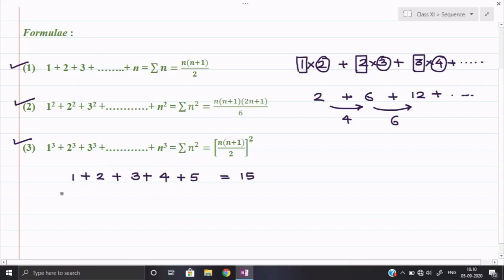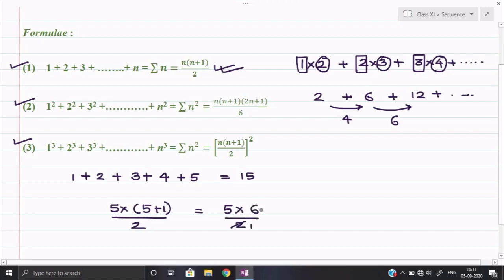But if I say find the sum up till 50 terms, we need to use this particular formula, n into n plus 1 upon 2. Suppose I keep here 5 because 5 terms are there. So 5 into 5 plus 1, whole divided by 2. So it will be 5 into 6 upon 2.